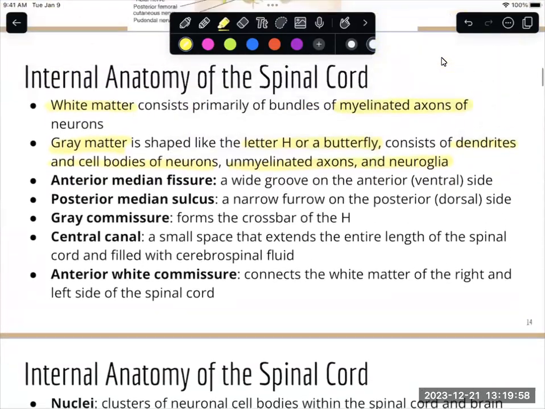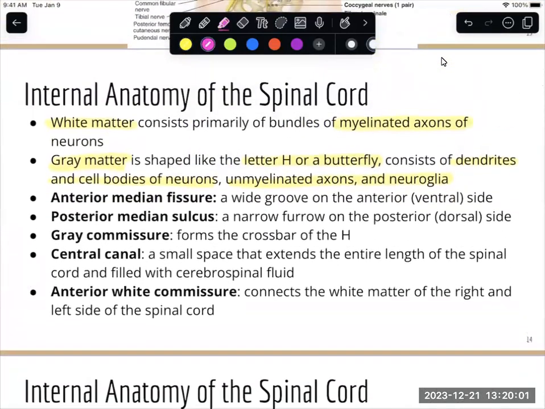So our actual spinal cord, we have an anterior median fissure. This is a groove on the front of the spinal cord. We have a posterior median sulcus. The fissure is deeper, the sulcus is not. This is a furrow on the back side.